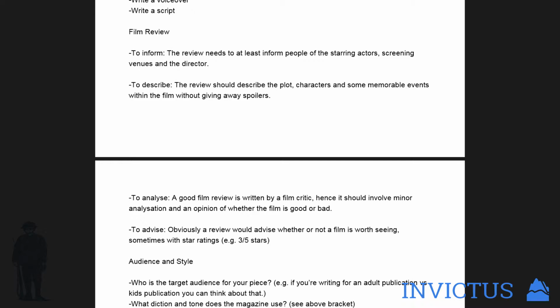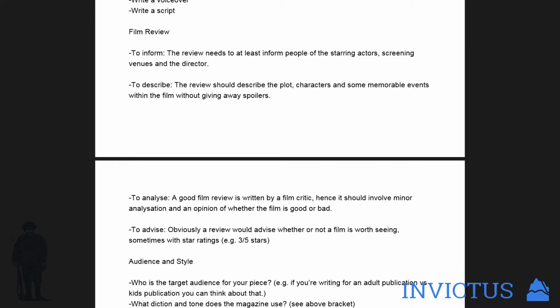So to inform, the review needs to at least inform people of the starring actors, screening venues, and the director. It makes sense because you need to know. Most people want to know if it's a famous director that's directing the film, any famous actors in the film, and where can we see it and stuff.